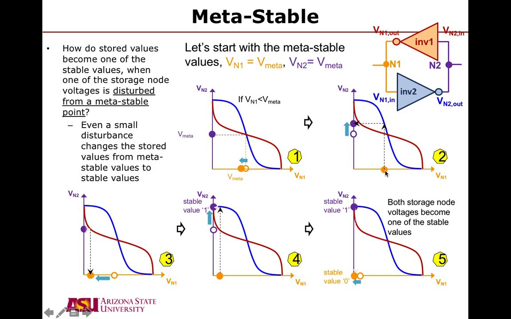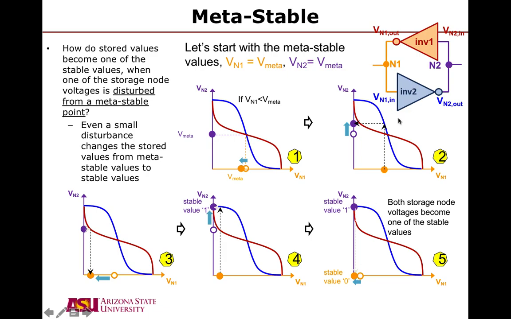Now we go to point 2. So Vn1 is the input to inverter 2. So look at the blue voltage transfer curve, and we get the new solid purple circle, right, which is the output to inverter 2. Well, that output of inverter 2 at point 3 is the input to inverter 1. So follow the red voltage transfer curve, and we're starting to come down in value for Vn1, as you can see. Vn1 in point 4 now supplies inverter 2, which again brings us to the next solid purple circle, which is the output to inverter 2, and then again bringing us all the way to a stable value of 0. So from a metastable point, we are able to move to a stable point.